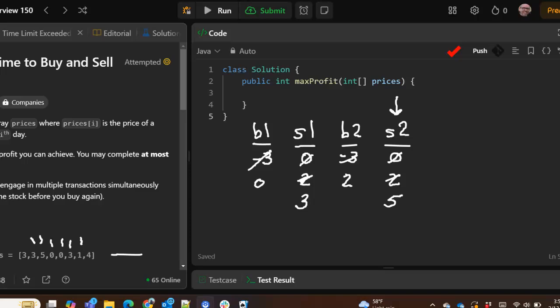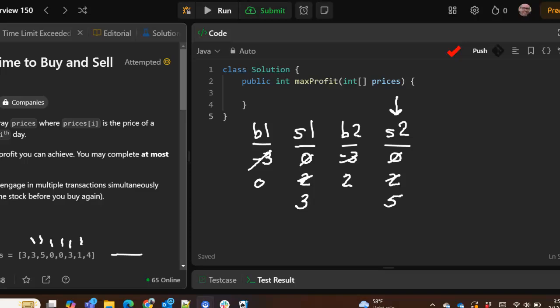This is going to stay the same. Sell profit at 1 is the max of whatever it is, or first buy profit plus 1. No, that doesn't help. What about buy 2? It's the max of whatever it is, or this minus 1. It's the same. This is the max of whatever it is now, or this plus 1. So we got to leave it at 5.